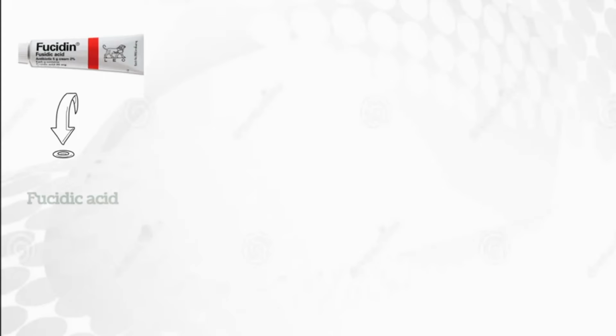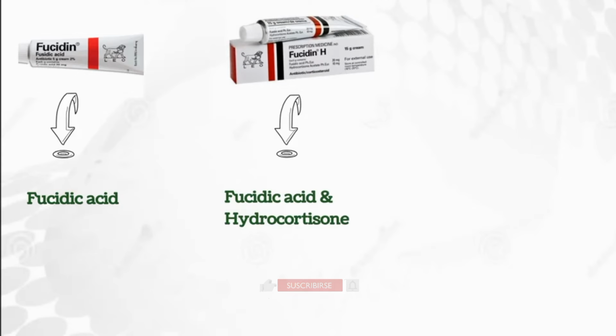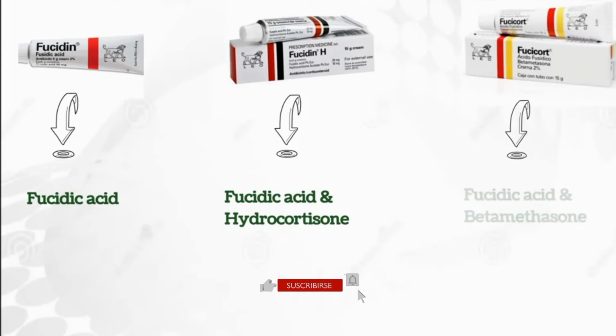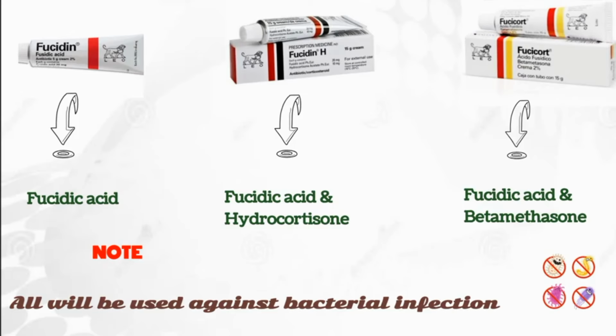Fucidin Cream contains fucidic acid. Fucidin H contains fucidic acid and hydrocortisone, which is a mild steroid. While Fucicort contains fucidic acid, along with betamethasone, which is a strong steroid as compared to the others. Let's see how this change of ingredient makes their use different. But note, all will be used against bacterial infection, as all contain fucidic acid.